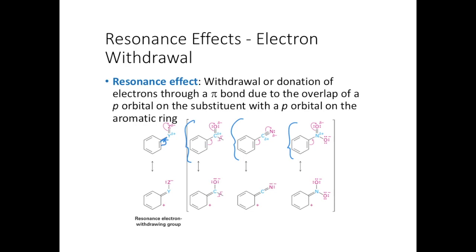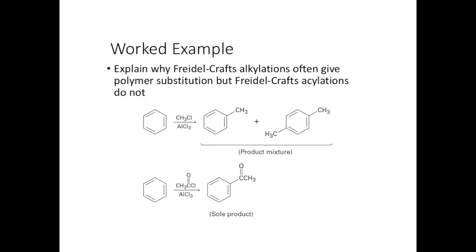So understanding about substituents that activate versus deactivate the ring, can you now explain why Friedel-Crafts alkylations typically give polyalkylation, but the acylations do not? Put your thoughts in the chat.